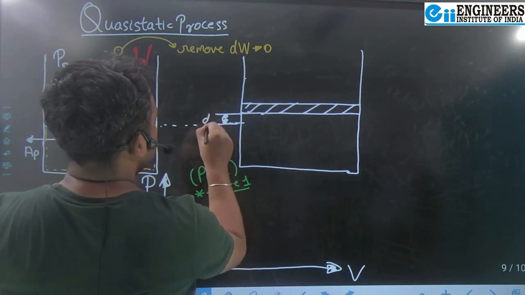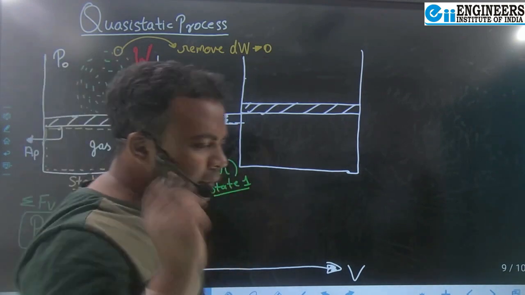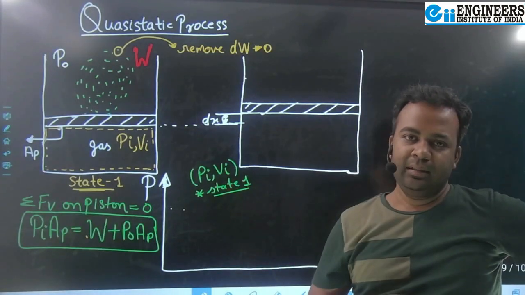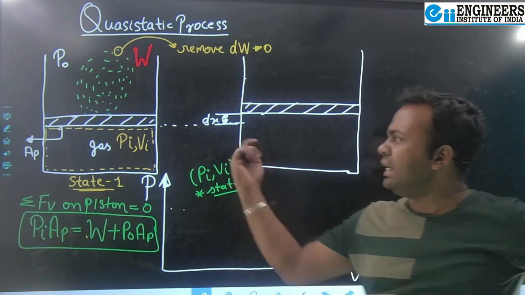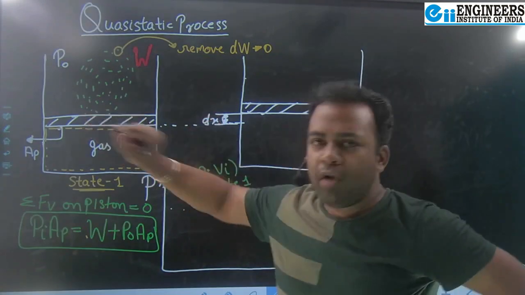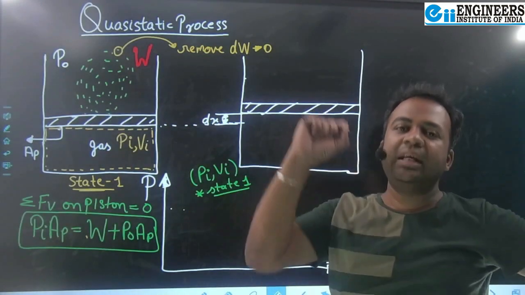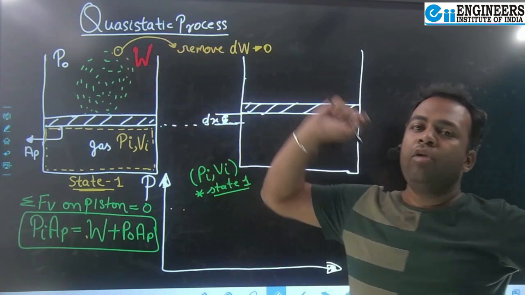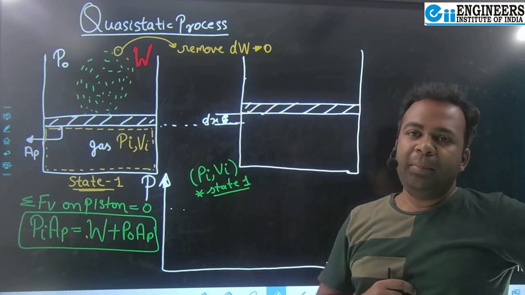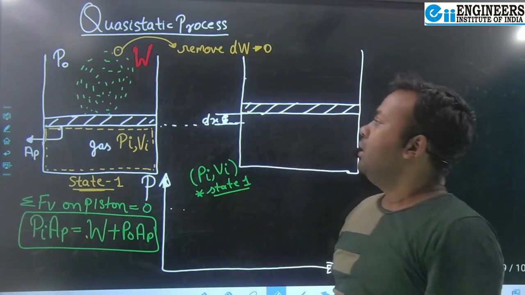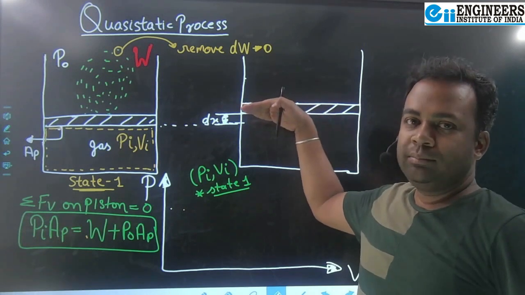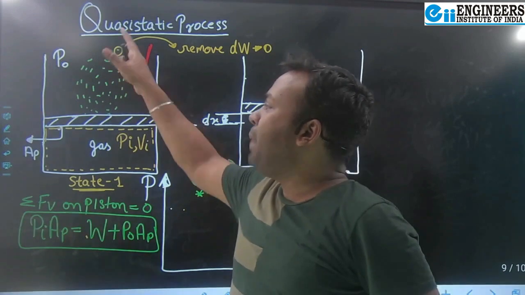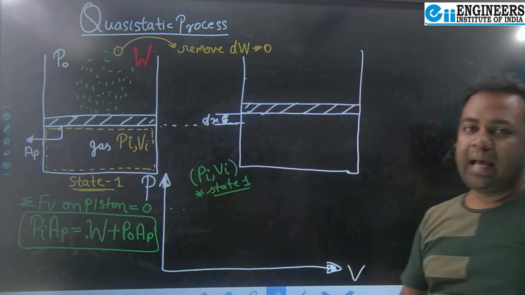So this is dx distance, and you know from your basic calculus that this dx is tending to 0. Differential displacement is there. Why is dx tending to 0? Because we have created a very small imbalance on the top of the piston by removing a very small weight. So a small displacement will be there. But again this piston will come to a halt. Why? Because the rest of the weight will again balance the pressure force from the gas.